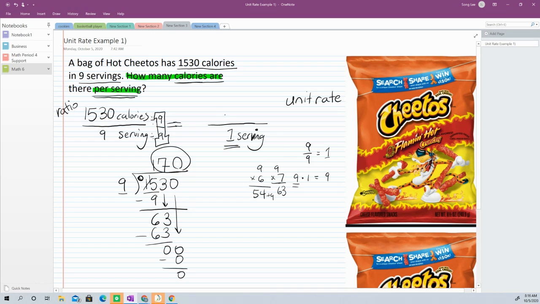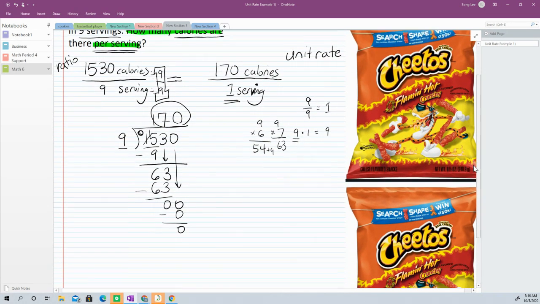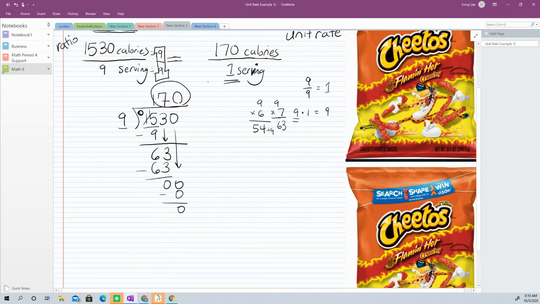So I get 170 calories. Wow. Let's compare these numbers. For 9 servings, we know we get 1,530 calories, and we do not want to eat that much because an average person takes 2,400 calories a day. But per 1 serving, we have the answer. There are 170 calories per serving of hot Cheetos. And that is your answer.